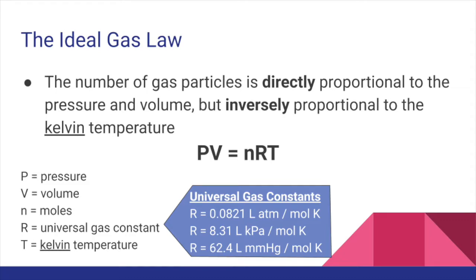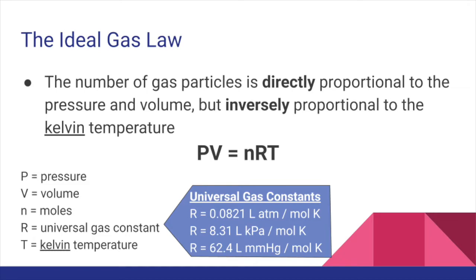The ideal gas law will allow us to relate the amount of particles, which is not something you can observe directly, with the pressure, volume, and temperature of a gas. The ideal gas law states that the number of gas particles is directly proportional to the pressure and volume of the gas, but inversely proportional to the Kelvin temperature. When we write it as an equation, we'll use pressure times volume equals number of moles times the universal gas constant times the Kelvin temperature.